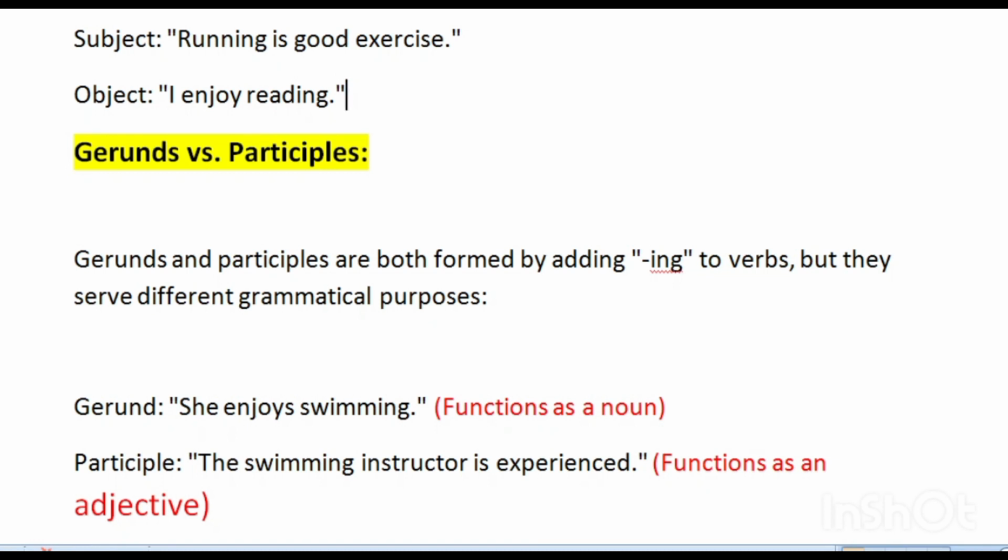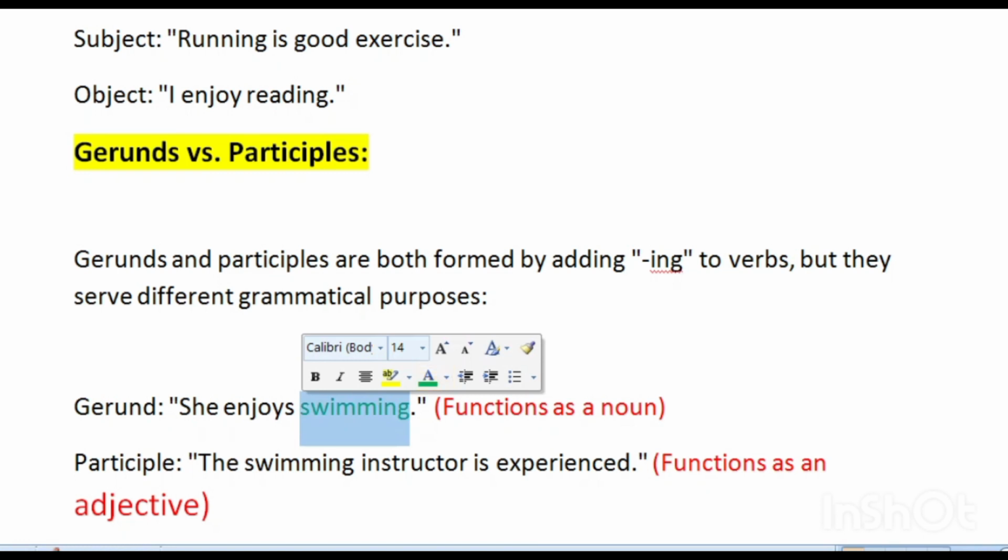For example, in gerund, she enjoys swimming. We know that swimming is our gerund here. Swimming is gerund in this sentence. It functions as a noun. As we said, the object and the subject of a sentence are nouns. Got it? We know that.